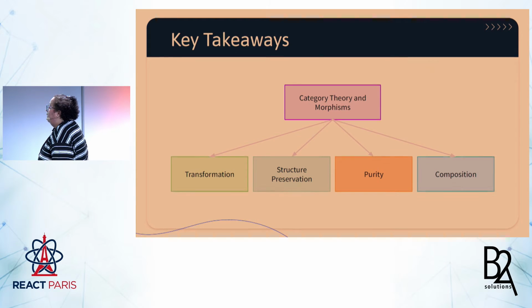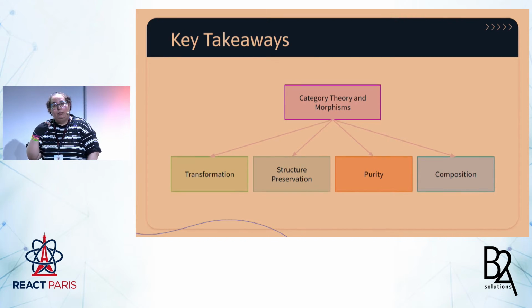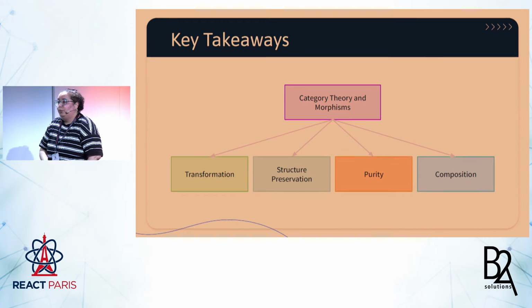Category theory will help us to preserve the structure. If we give as input an array, the output should always be an array. Purity: we are not allowed to change the input. Since it is a transformation, we should do only transformation. We are not allowed to change the input. And an interesting feature, which is the composition.